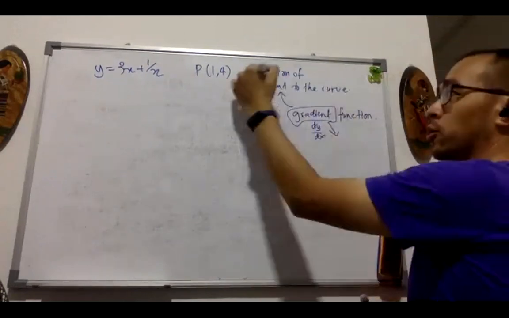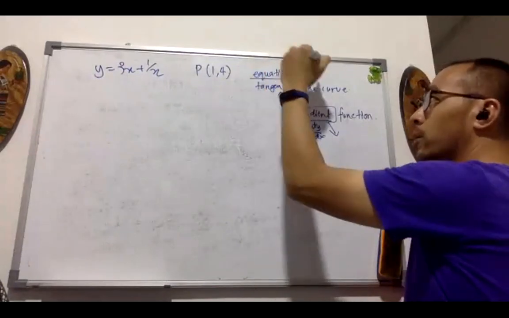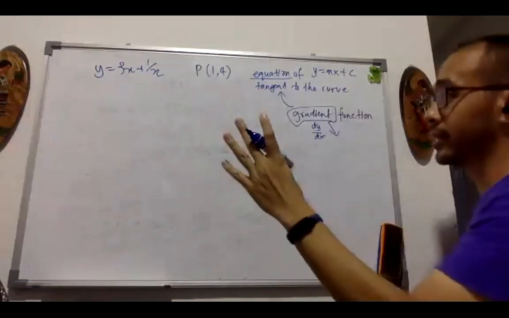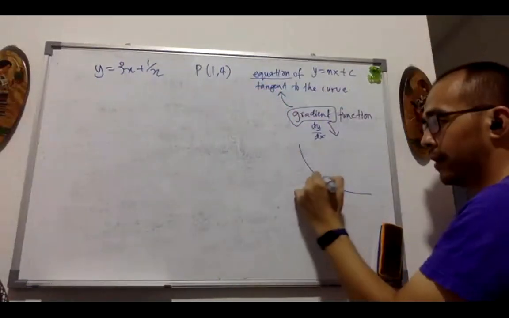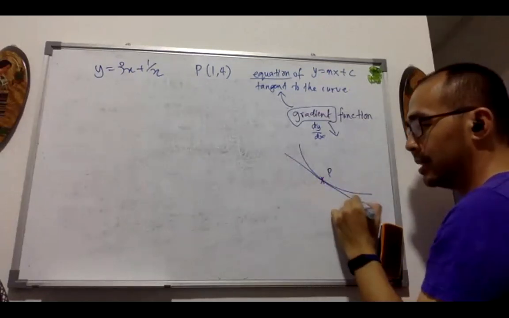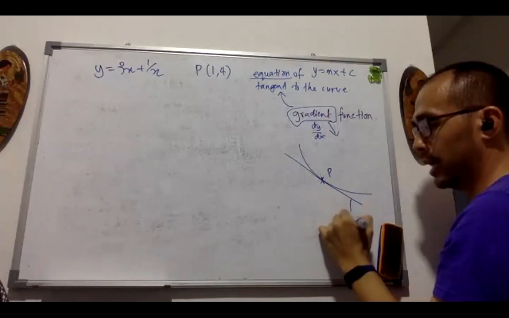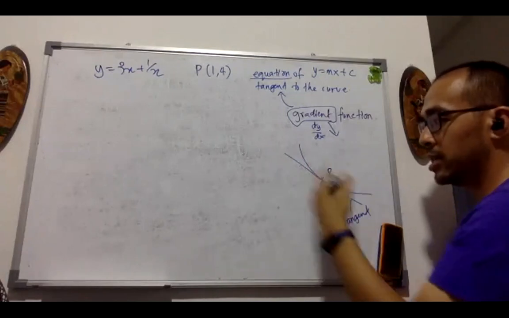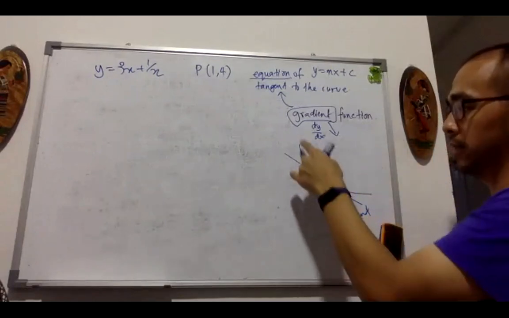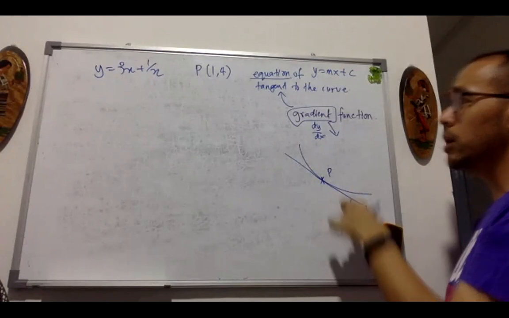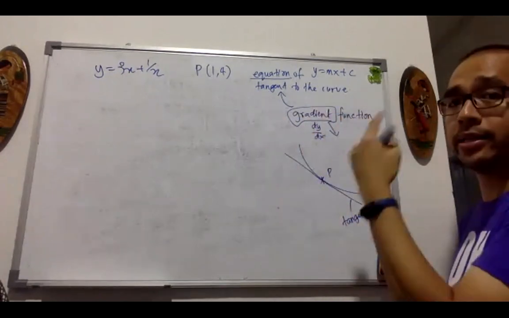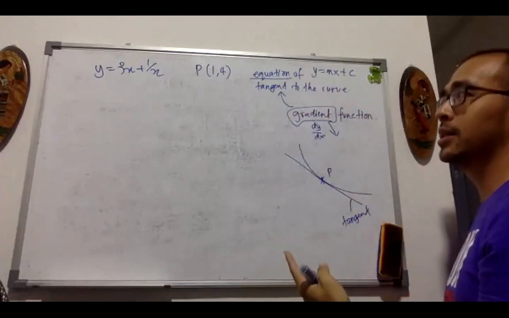Every equation of a tangent is y equals mx plus c, because the tangent is a straight line. If this is a curve, at a certain point, I'm going to call it point P, there is a line, and this line is what we call a tangent, because the tangent line touches the curve at one point. That's why it's called a tangent. So when we talk about the gradient function dy/dx, we're saying it is the gradient of the tangent.